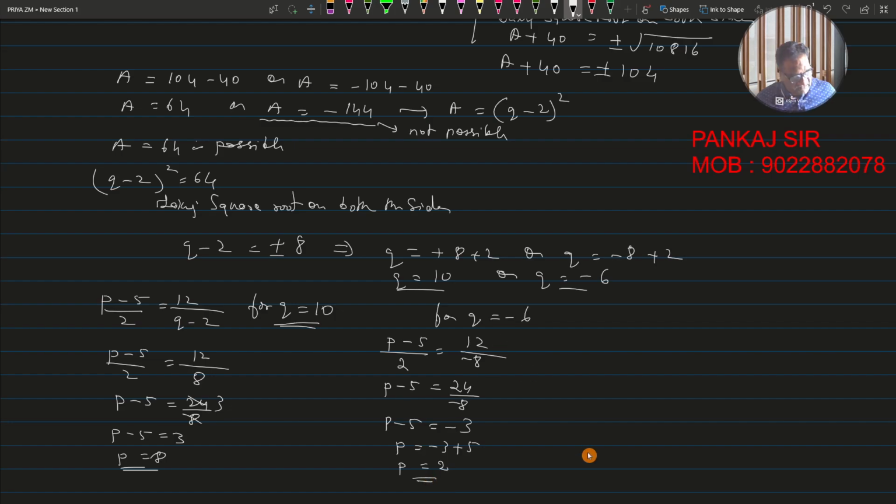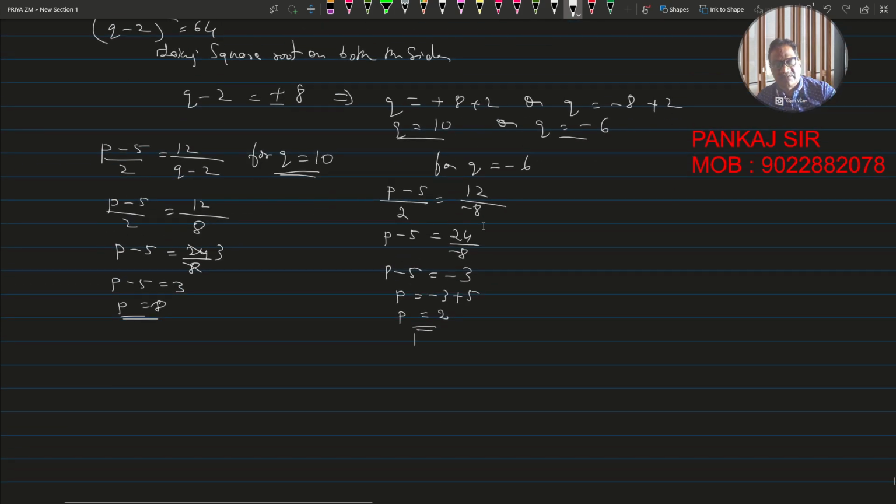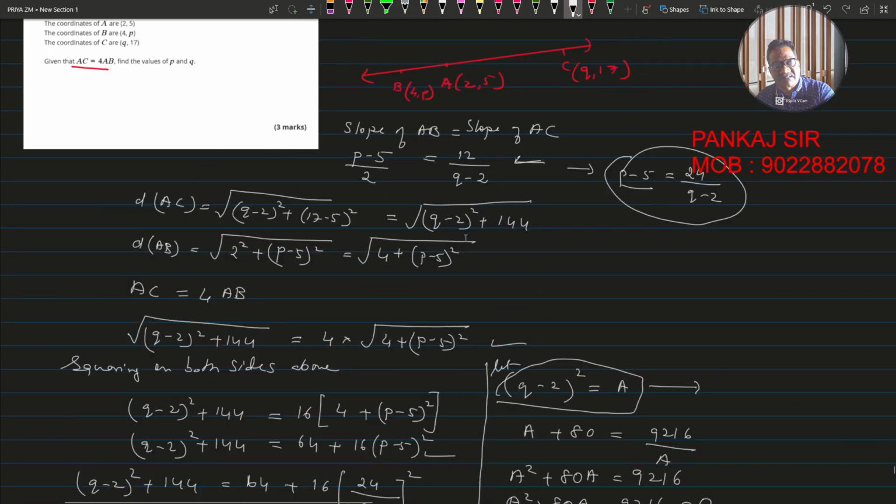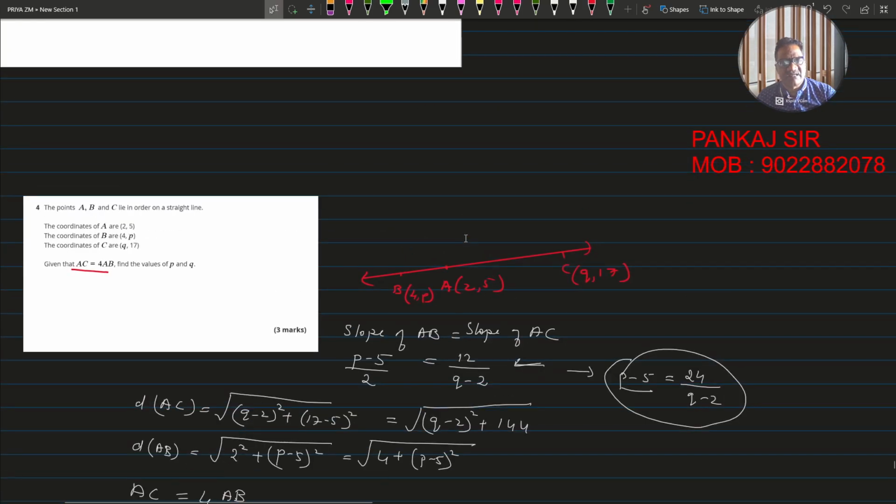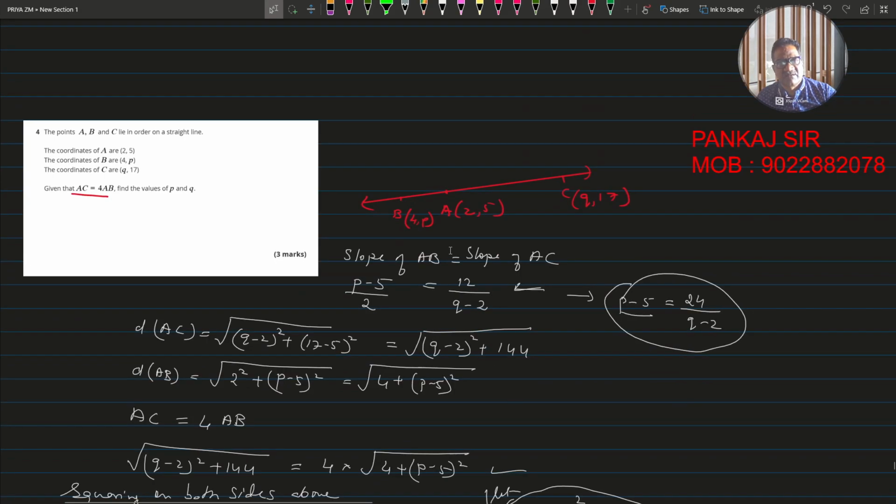And this is what we wanted, the answer for p and q. So the final answer for this question is, there will be two values of p and q. So p will be equal to 8 when q is equal to 10, and p will be equal to 2 when q is equal to minus 6. Now this is the answer for this particular question, which was carrying 3 marks.